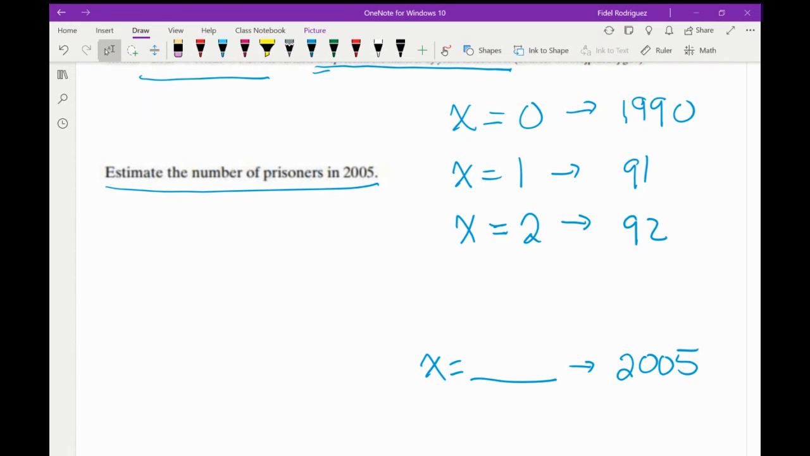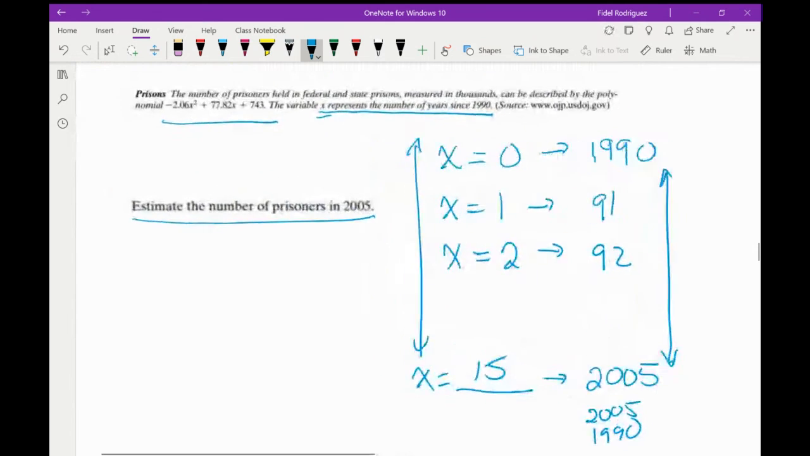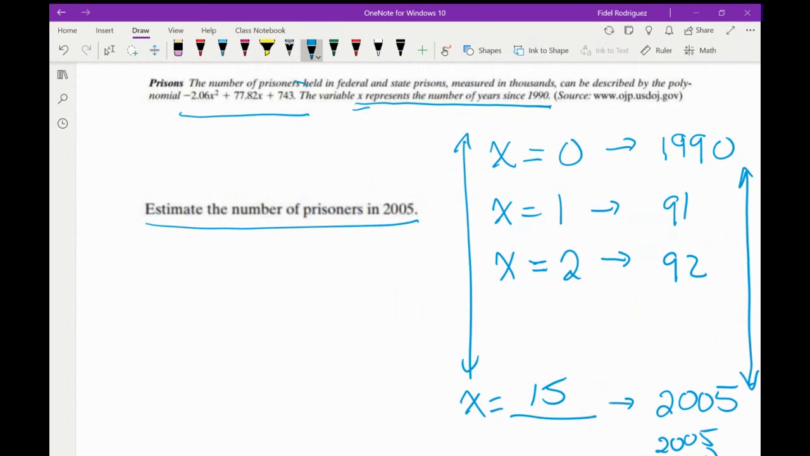So let me show you how we can figure that out. One way we can do that is we can figure out how many years have elapsed from here to here, right? So if we take 2005 minus 1990, that would give us 15. So then from here to here is also going to have to add up to 15, right? Okay. So what I'm going to do now is come back to this problem, and everywhere I have the letter x, we're going to plug in the number 15.